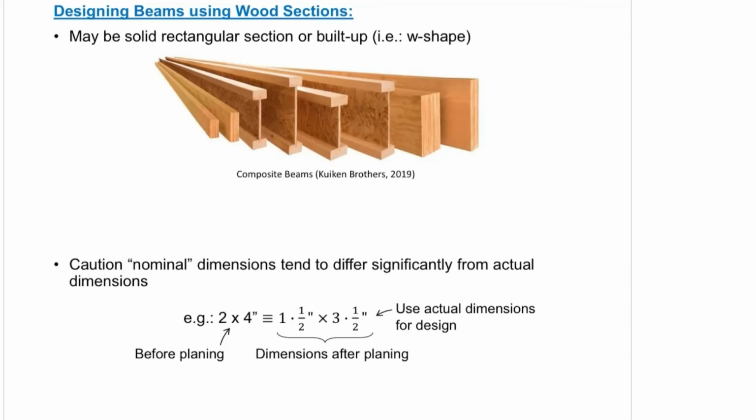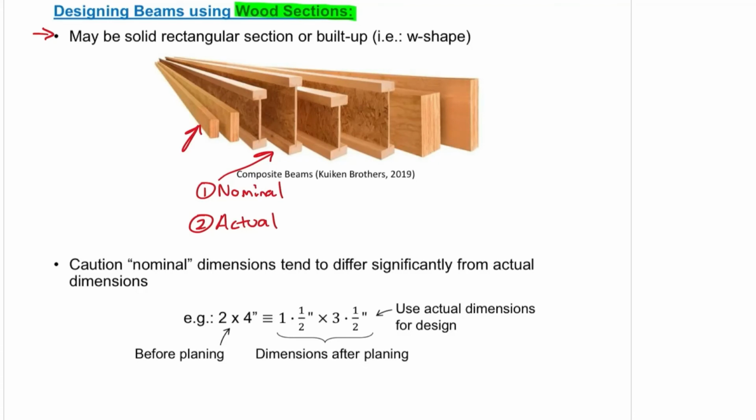When we look at designing beams using wood, sections come in solid rectangular sections. They can be a solid rectangular section like this, or a built-up section, which is basically shapes connected together to form a composite section like this I-beam here. There are two different types of dimensions that are used for wood sections: nominal dimensions and actual dimensions.